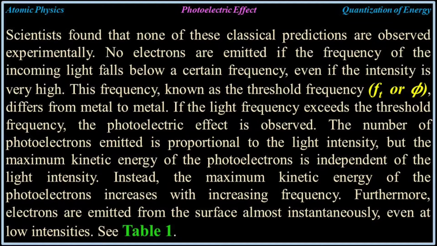Scientists found that none of these classical predictions are observed experimentally. No electrons are emitted if the frequency of the incoming light falls below a certain frequency, even if the intensity is very high. This frequency, known as the threshold frequency, differs from metal to metal. If the light frequency exceeds the threshold frequency, the photoelectric effect is observed. The number of photoelectrons emitted is proportional to the light intensity. But the maximum kinetic energy of the photoelectrons is independent of the light intensity. Instead, the maximum kinetic energy of the photoelectrons increases with increasing frequency. Furthermore, electrons are emitted from the surface almost instantaneously, even at low intensities. See Table 1. Take a moment and review Table 1. It is related to what is on the next page.